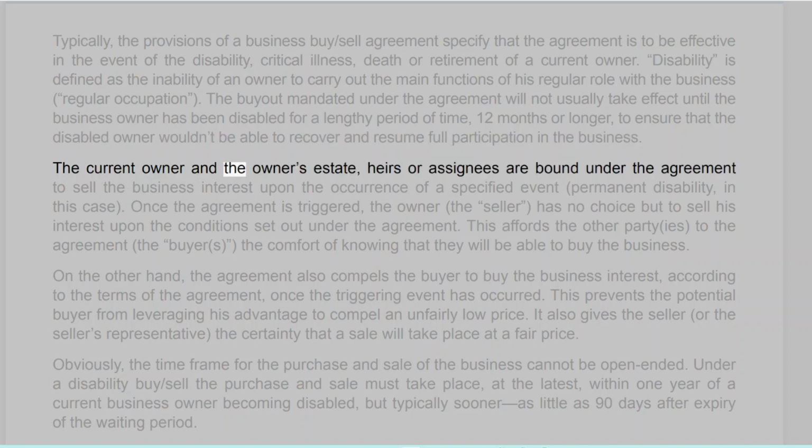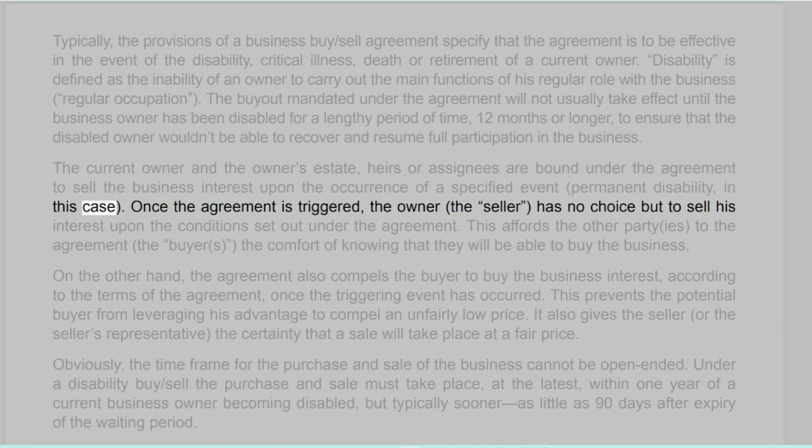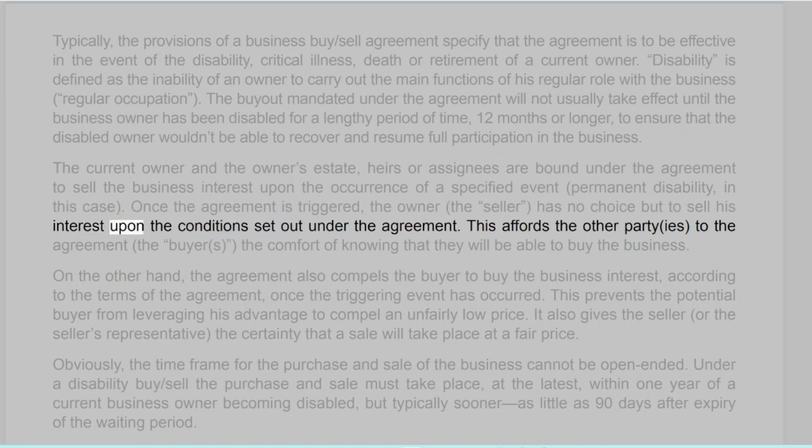The current owner and the owner's estate, heirs, or assignees are bound under the agreement to sell the business interest upon the occurrence of a specified event, permanent disability, in this case. Once the agreement is triggered, the owner, the seller, has no choice but to sell his interest upon the conditions set out under the agreement.